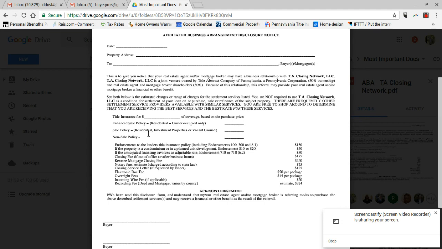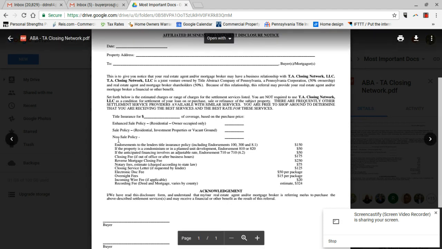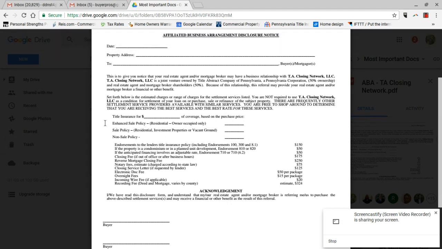That's what you just look at. If the house is selling for $250,000, you look on the brochure for $250,000, and then you just fill in the blanks here, these 3 blanks, and it tells you who's going to be paying what. So the enhanced sale policy is for residential owner-occupied property. So if that's your buyer, you can tell them, I have to put all 3 rates in here, but this is the rate you're actually paying because you're an owner-occupant.